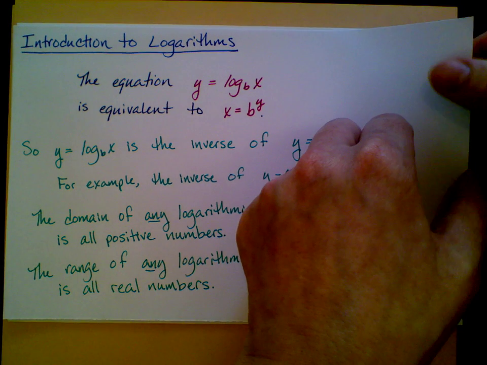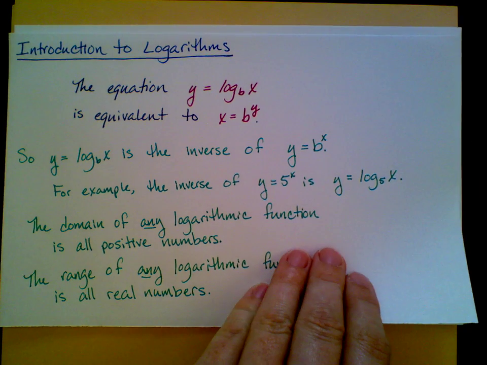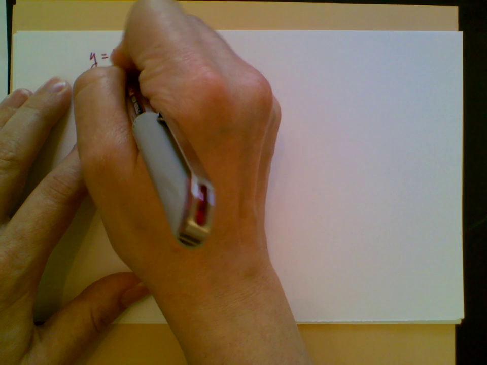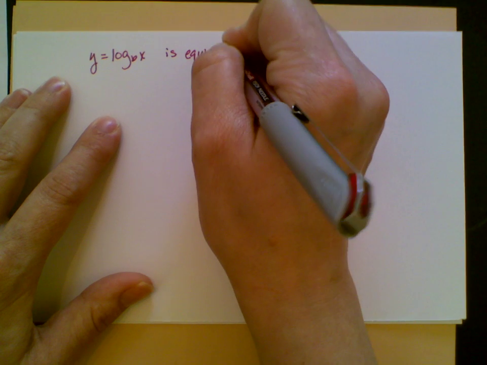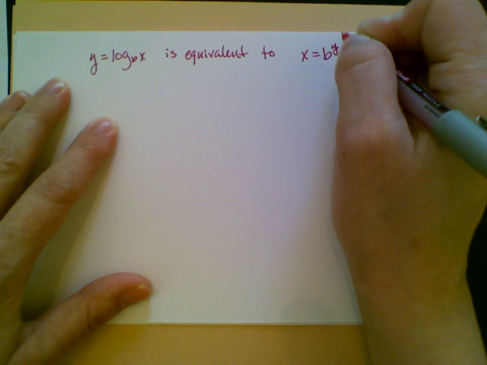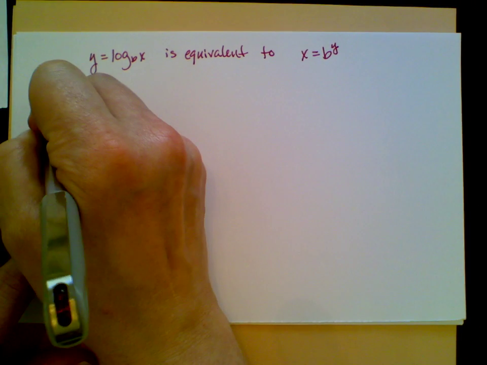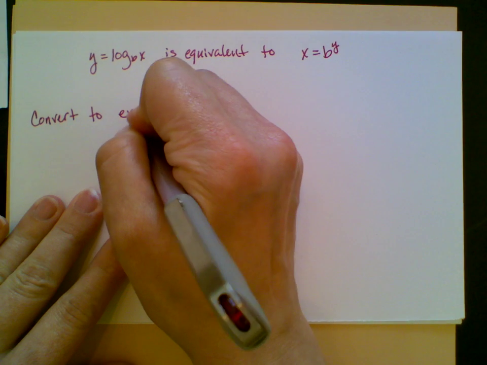Let's do some examples of converting between exponential form and log form. So I'm going to rewrite at the top the y equals log base b of x is equivalent to x equals b to the y. And I want to convert to exponential form.